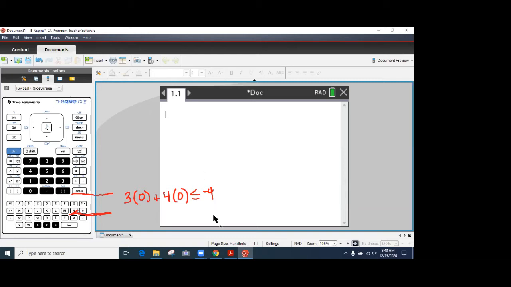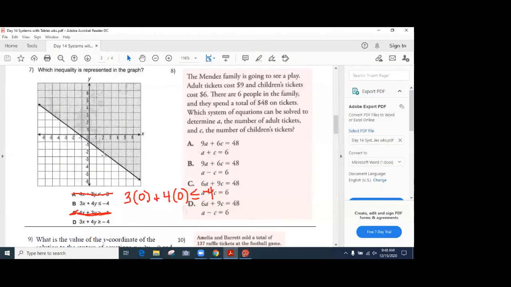So if this is false, what does that mean? False means that 0, 0 should not be shaded. And ours is shaded. So is B the answer? This is where you've got to know what it means. You can type this into the calculator, but if you don't know what false means, it doesn't do you any good. Right now, 0, 0 is in the shaded area. This is a true. We're looking for the one that says true because it's in the shaded area. With this saying false, that means B is not the answer.